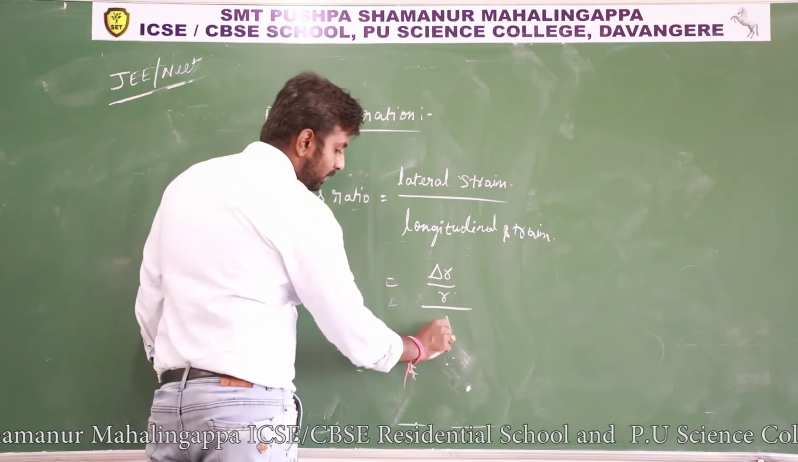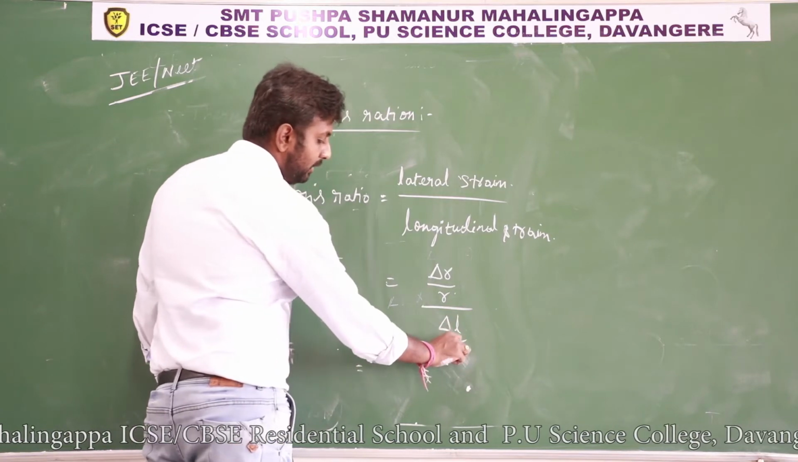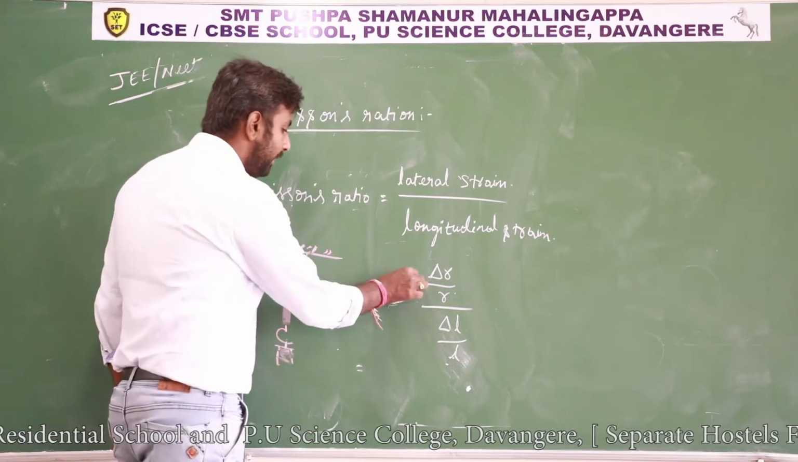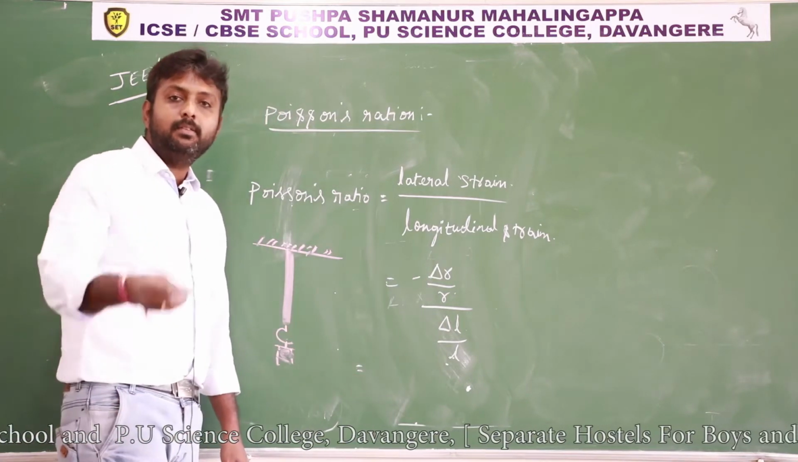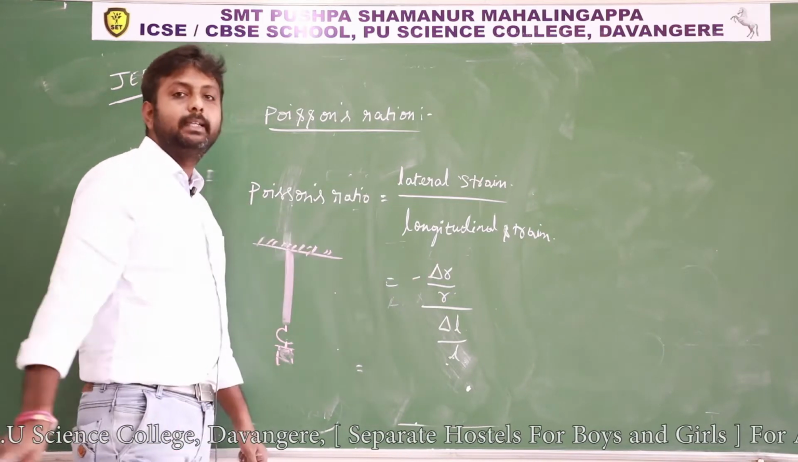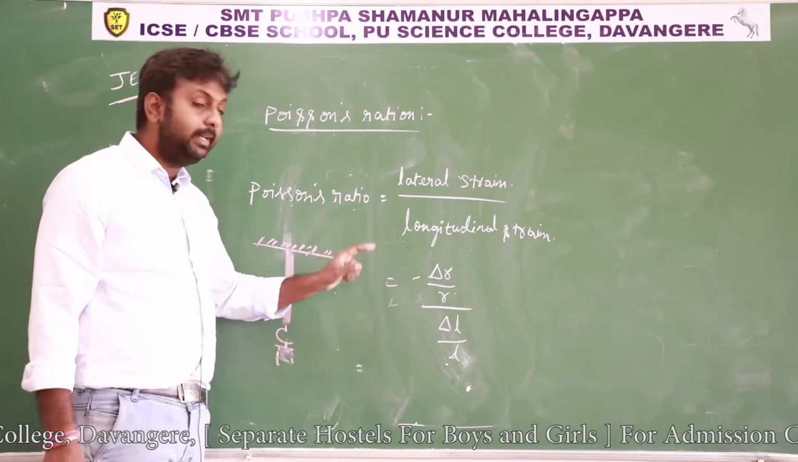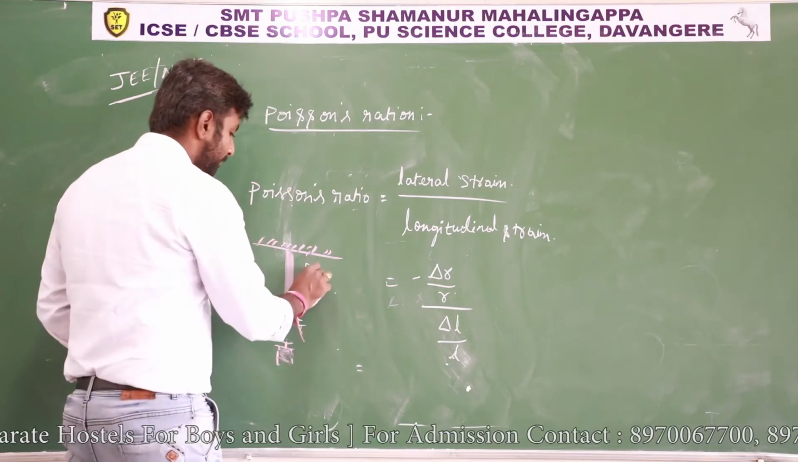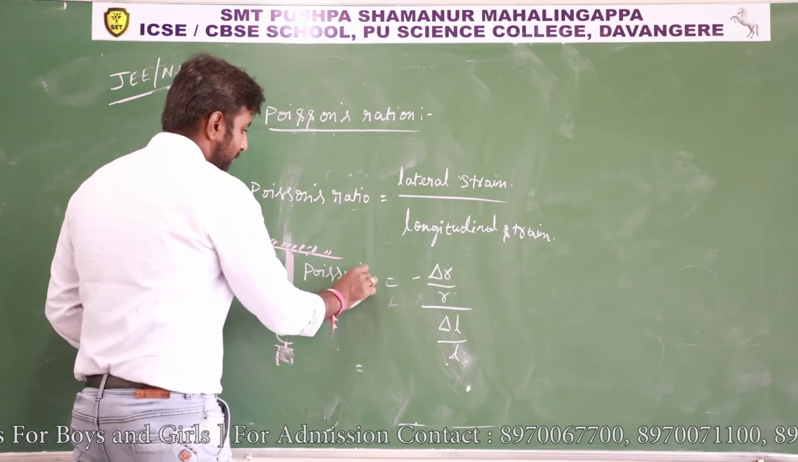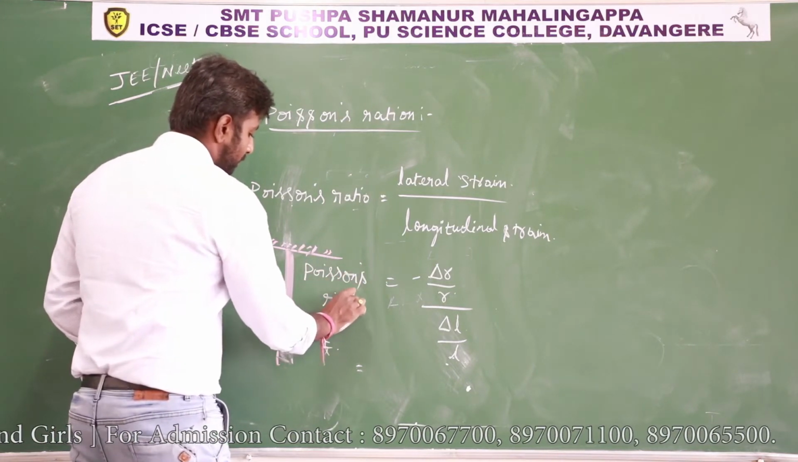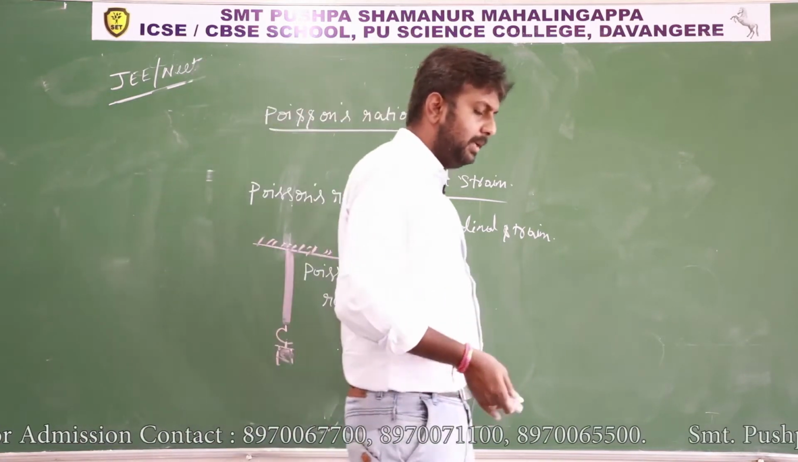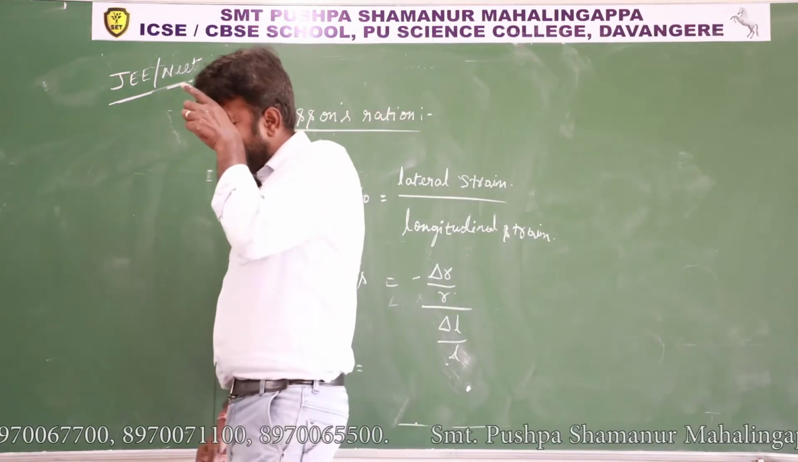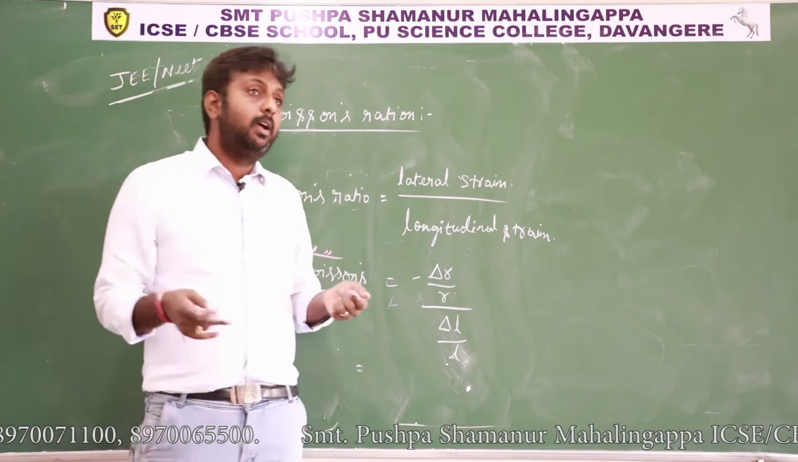Longitudinal strain, as you know, is change in length by original length. Here you can take a minus sign. Why the minus sign? As length increases, the radius decreases. The negative sign indicates the radius is decreasing. So this is called Poisson's ratio. With this concept, the theory part of this chapter is completed.